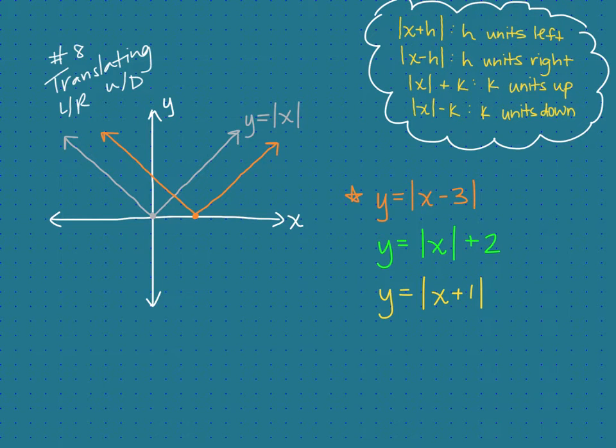The next one will be in green. So we're again starting with our parent graph in gray. And we want to translate that, in this case, 2 units up. The plus 2 is on the outside of the absolute value. So starting with our gray, we want to not have the vertex at 0, 0, but have it at 0, 2. And then we keep our same shape.